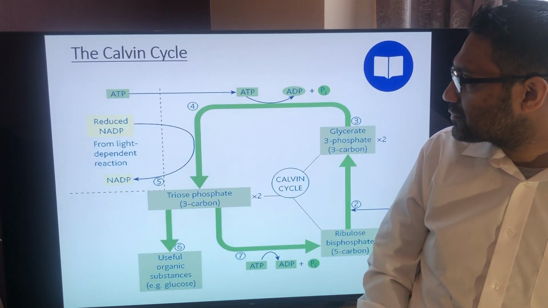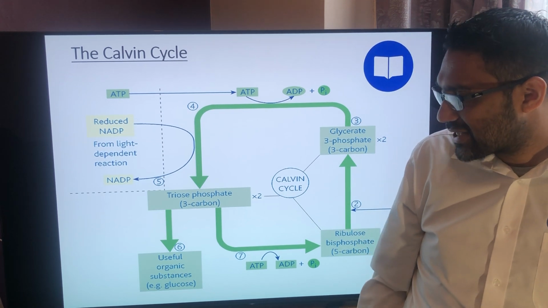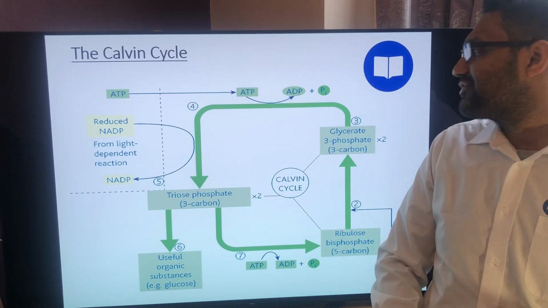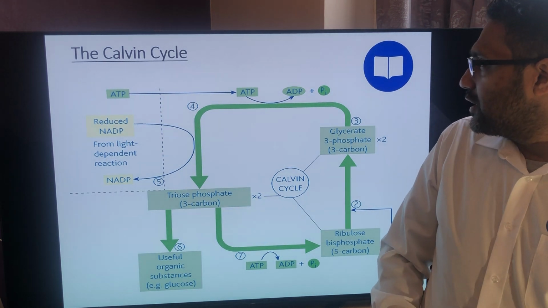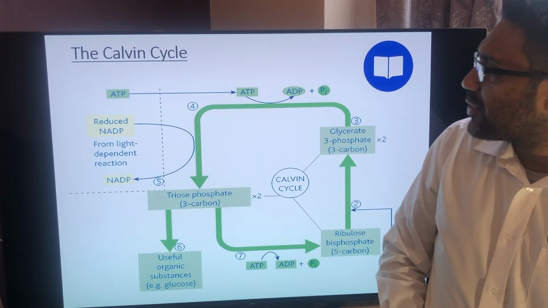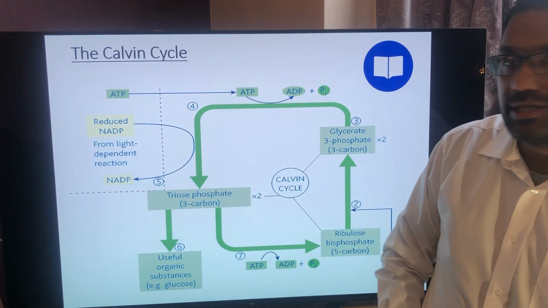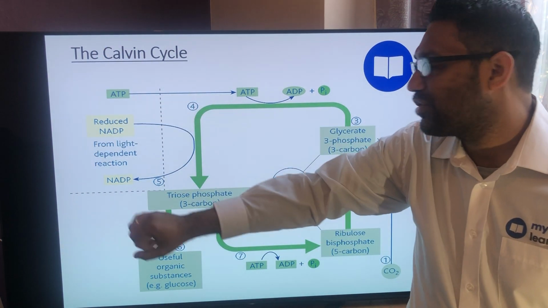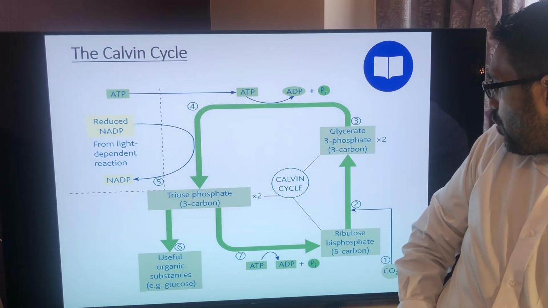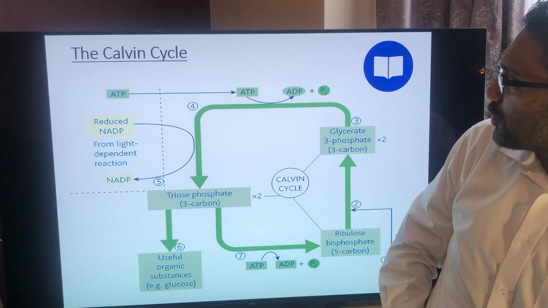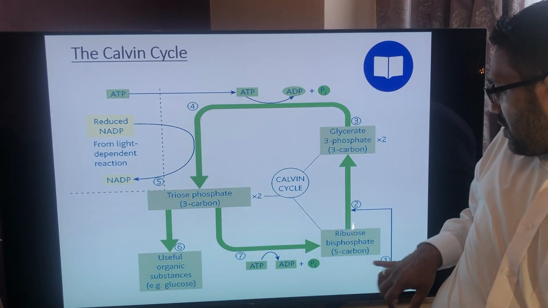Okay, so what does it look like then? It's known as the Calvin cycle. So this is the Calvin cycle, named after a scientist called Melvin Calvin, and we'll talk about him towards the end of this lesson. So where should we start? Well, remember we've got reduced NADP and ATP from our light-dependent reaction, dotted off from that corner over there. That's last lesson. Those two enter our system. Now the Calvin cycle is a cycle, so there's no beginning and no end, but we need to start somewhere. So we'll start off here with number one.